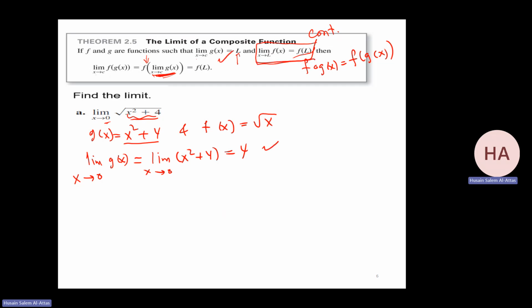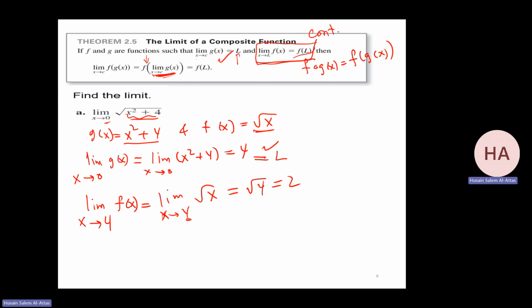Now we need to check this condition. Now what is L? This is L, the limit as x goes to 4 of f of x. That should be equal to f of L. So what is my f of x? f of x is just the square root. The limit as x goes to 4 of square root of x. Since this is positive and the root's n is even, I can substitute. That will be square root of 4, which is 2.